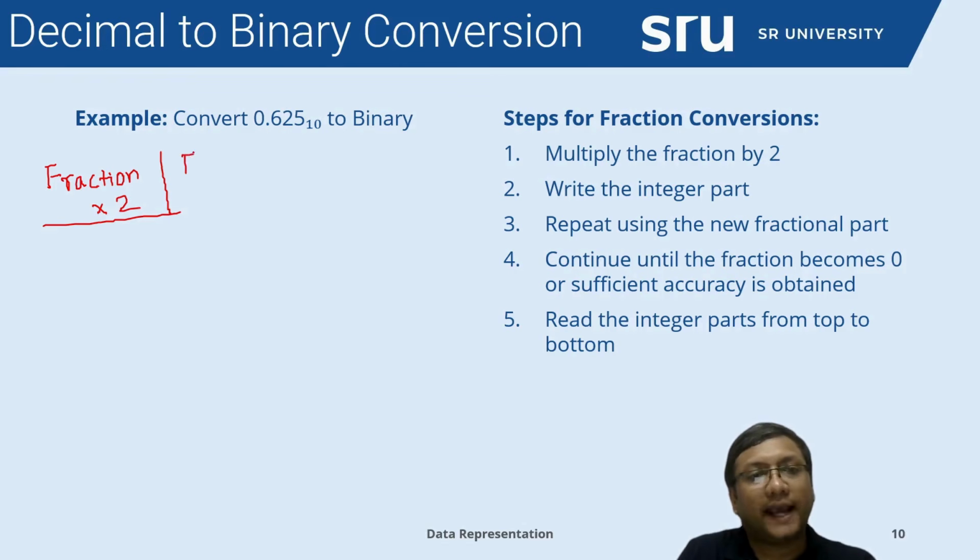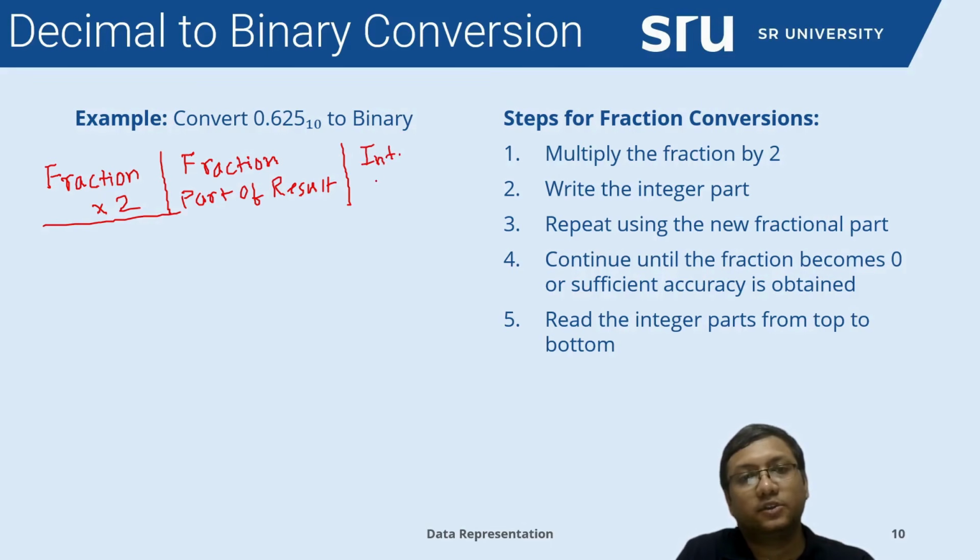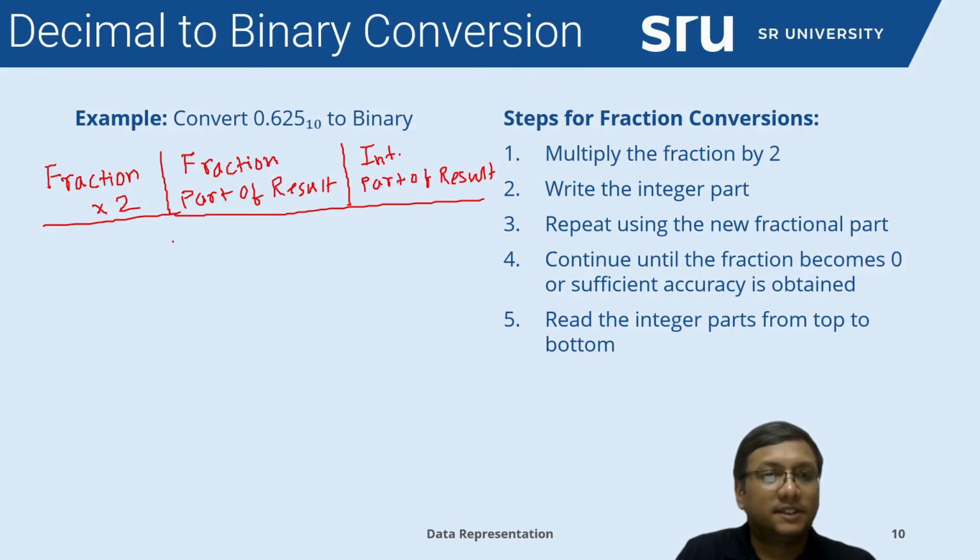So this is the fraction part of the result. Now that result may contain some integer part. So this is the integer part of the result. In this way we will make a 3-column table and we will start the operation.